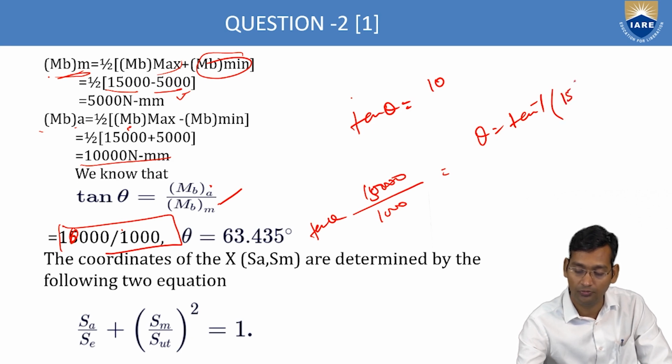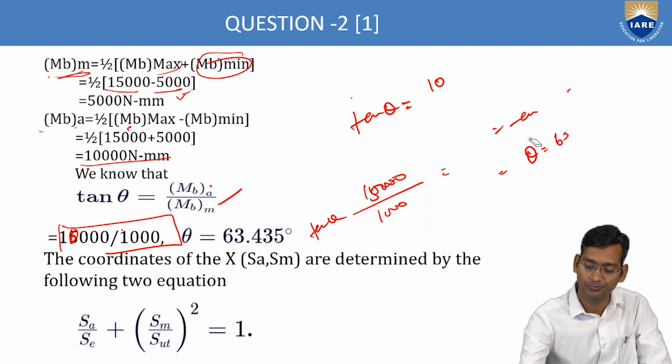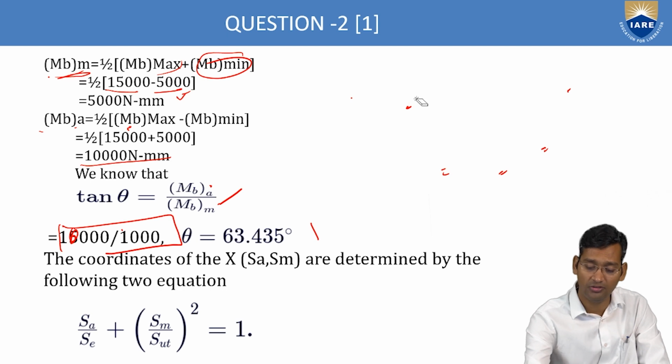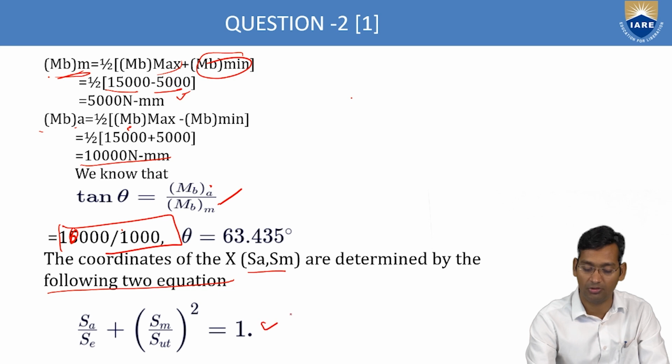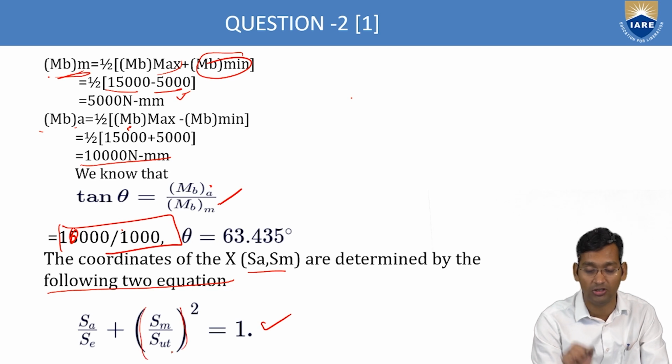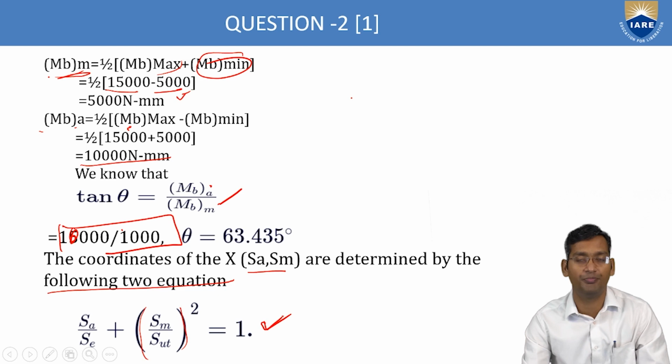That 50. Right. So after that you will get theta equals to 63, or just after simplifying you will get the theta value as 63.43, that angle. Now the coordinates of x, that SA, SM, are determined by the following two equations. So this is the Garber's equation, SA by SE plus SM by S ultimate whole square equals to, so this here, this with this term only the square is there, equals to 1.